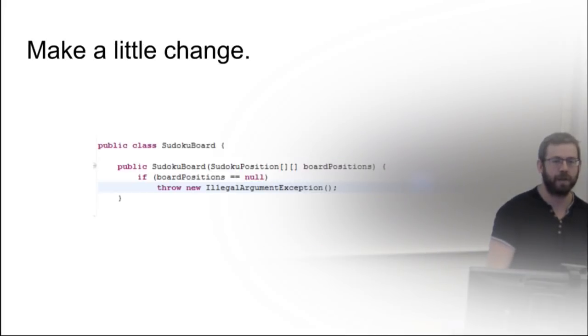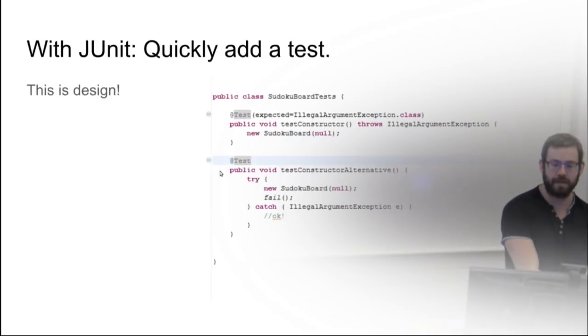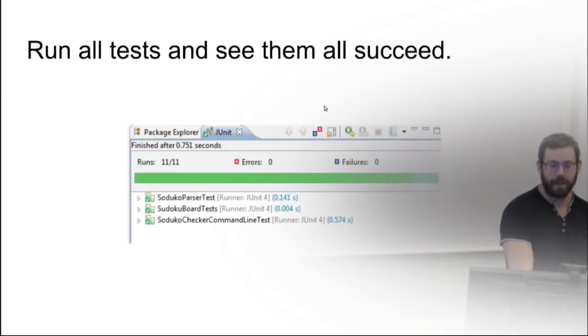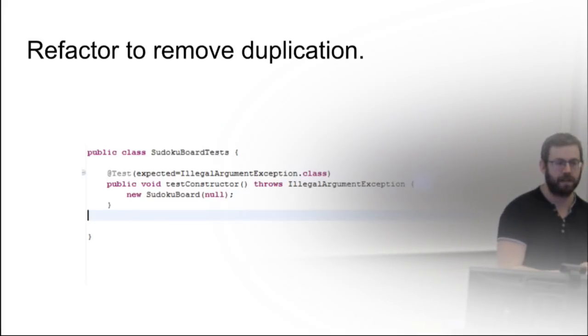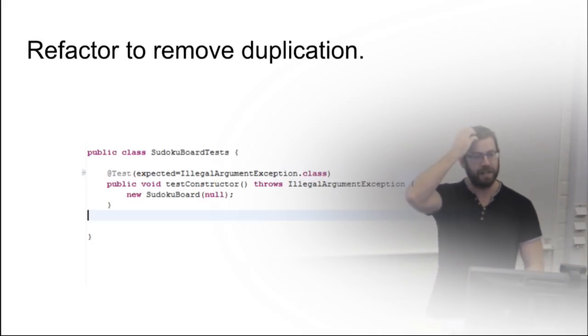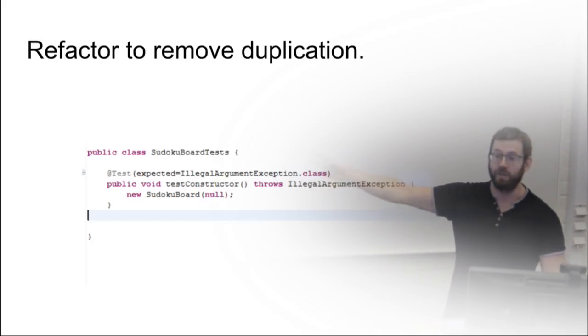Then I make a little change to my code, and actually we could remove the first line, the if statement here, and just throw illegal argument exception, and that should be the minimum change that makes this test succeed, because this test succeeds if an illegal argument exception is thrown. And then I run all my tests and see that they succeed. And then I refactor to remove the duplication. And here, the second test that I introduced actually is removed, because I don't need two tests for the same thing.